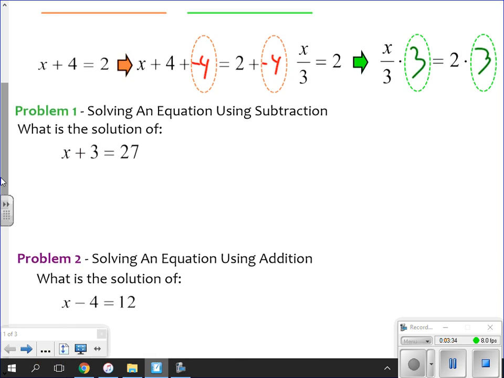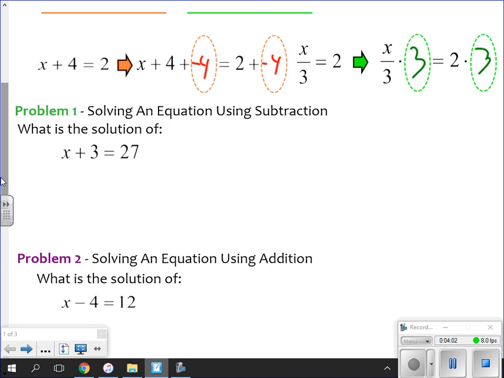Now, problem number 1, solving an equation using subtraction. What is the solution of this? And here's the thing. If you don't show your work, you get 0. You will not get a stamp for today's notes if you don't have the steps. You will not get a stamp for today's classwork if you do not show the steps. When we take the test and you do not show steps, you will get a 0. I don't care if the answer is correct or not.